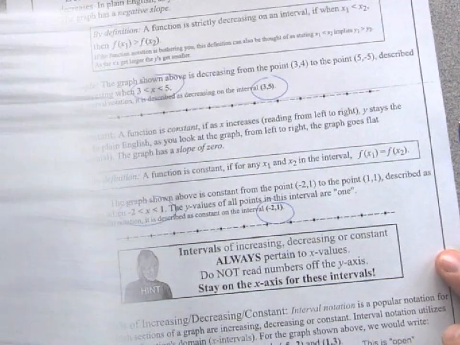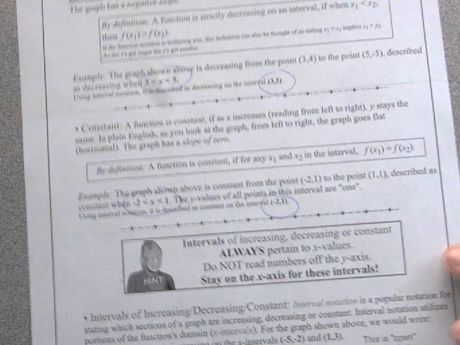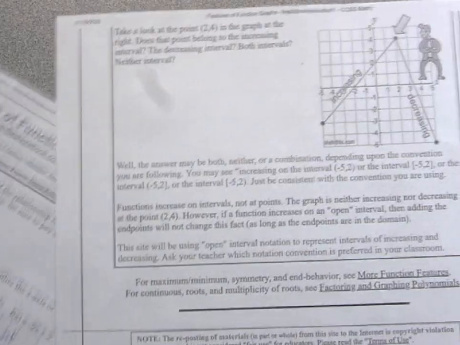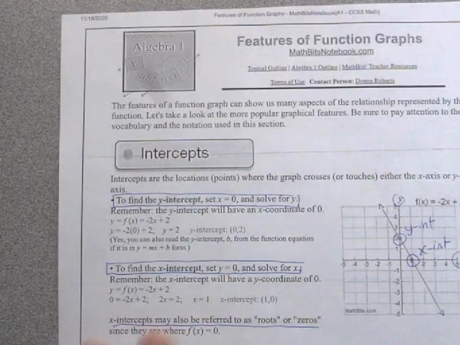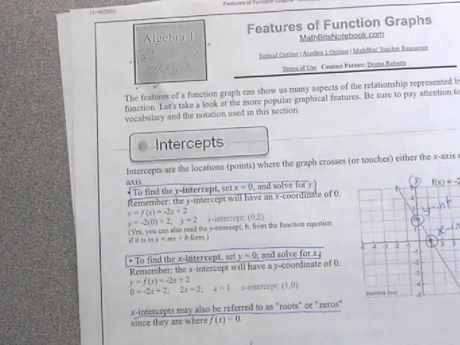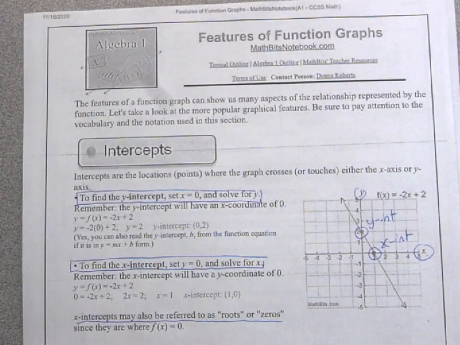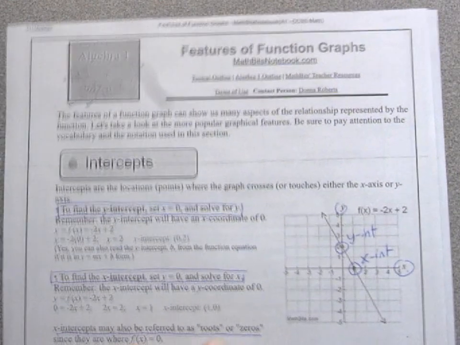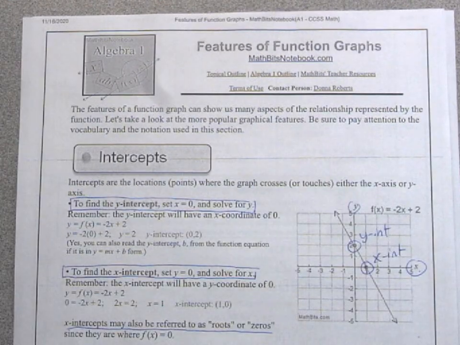So we have intercepts, increasing, decreasing, and positive or negative. Those are some of the key features of graphs that we're going to be talking about. Another one to talk about is max and min. We'll take a look at that when we get to our homework assignment, which is coming up next. So check out the next video, and I'll help you get started on your homework.